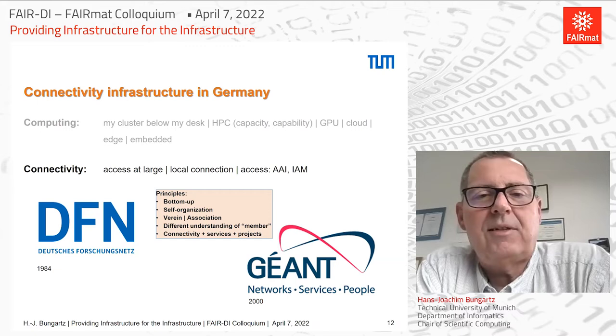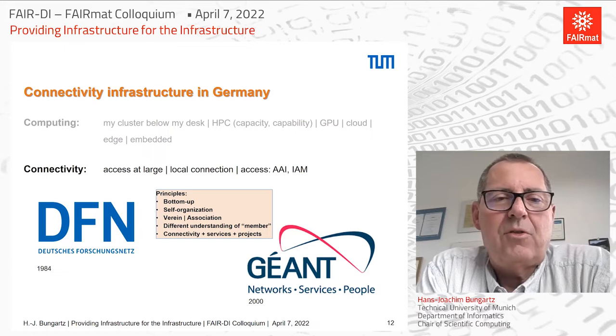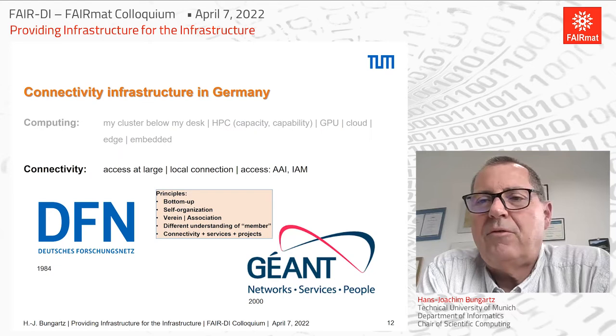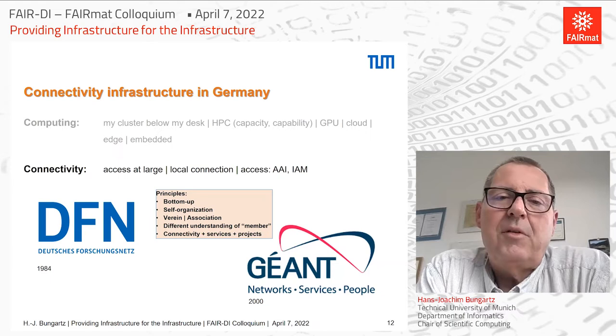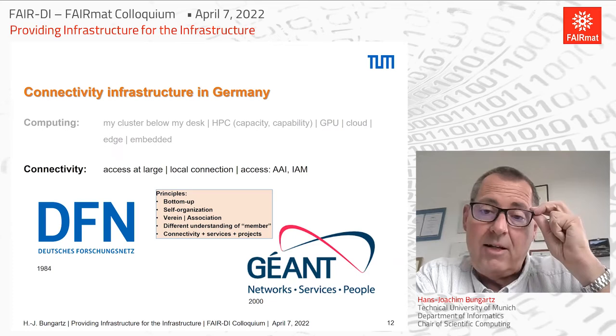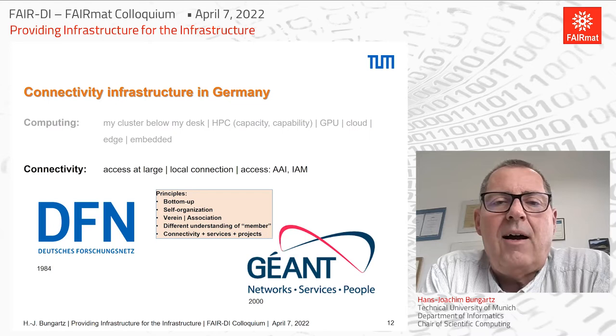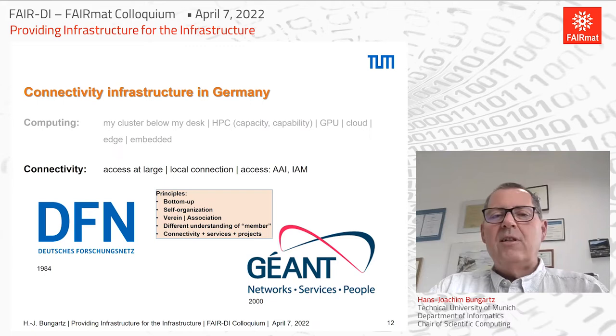Okay, concerning the connectivity, the picture is maybe a bit simpler because there is a rather established landscape we have within Germany: DFN, which was already founded in 1984, so it's quite established by now, has a membership of something like 350, so basically all German universities and non-university research institutions are these days members. And at the European level we have a similar structure in the sense of GÉANT. Both are to some extent bottom-up, so they have been founded by a union of institutions, in the DFN sense. So that's a kind of self-organization.